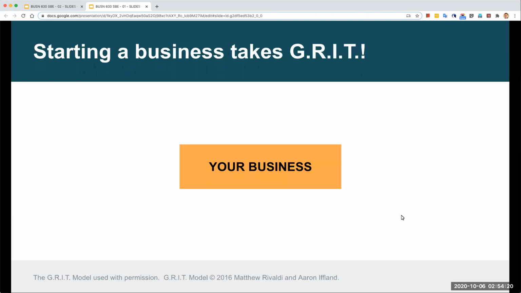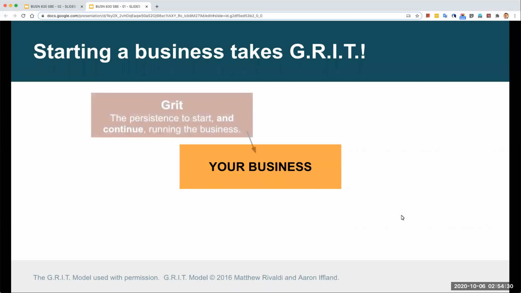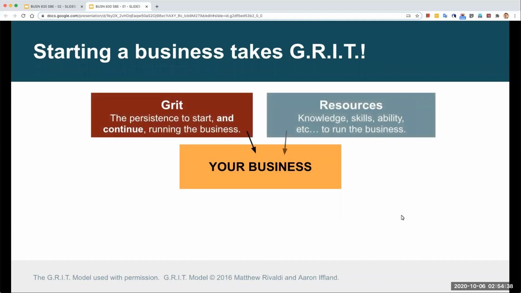So imagine your business, and there needs to be 4 parts of it to be successful. And if any one part is missing, the likelihood of your business being successful is compromised. So G.R.I.T is the persistence to run and start and continue running the business.